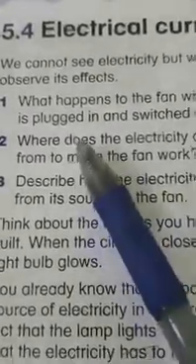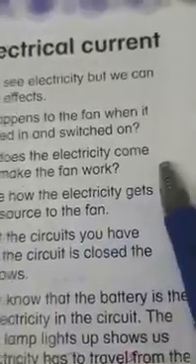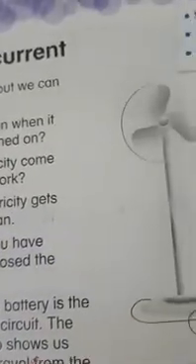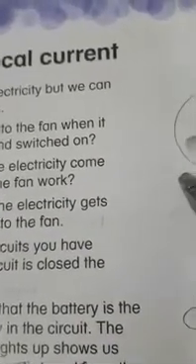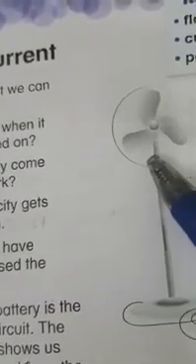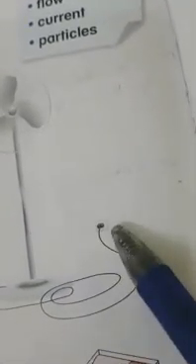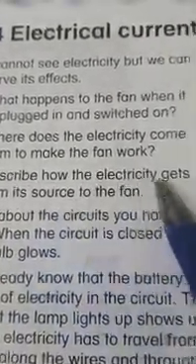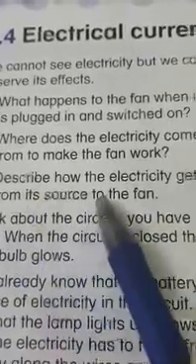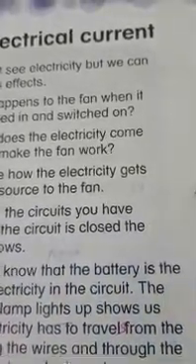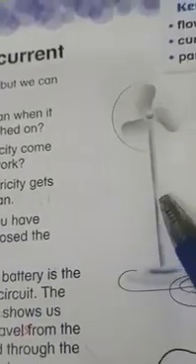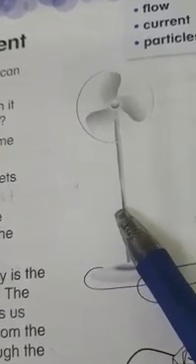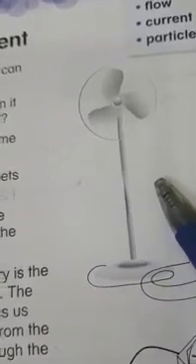Now question number 2. Where does the electricity come from to make the fan work? Answer. Electricity comes from the main supply, the wall plug. Question number 3. Describe how the electricity gets from its source to the fan. Answer. It is supplied through the electrical cables to the home and then through circuits in the walls to the device itself.